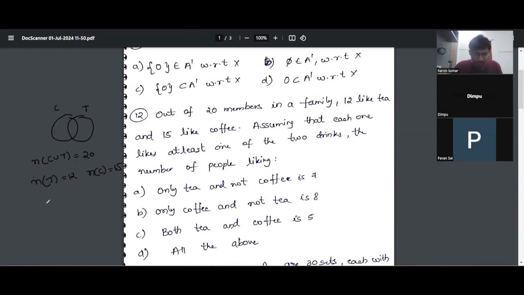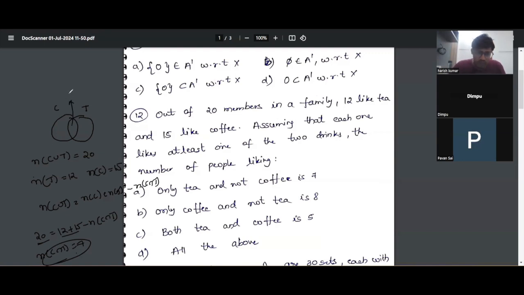First, let's find N of C union T equals N of C plus N of T minus N of C intersection T. So using this formula, what will happen? 20 will be equal to 12 plus 15 minus N of C intersection T. Therefore, N of C intersection T is 27 minus 20, which is 7, right? So N of C intersection T is 7.